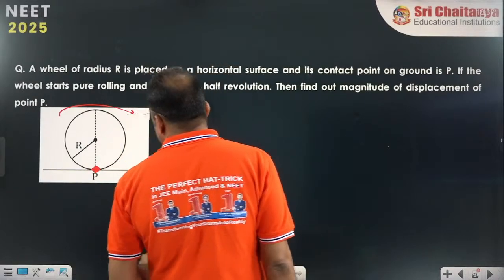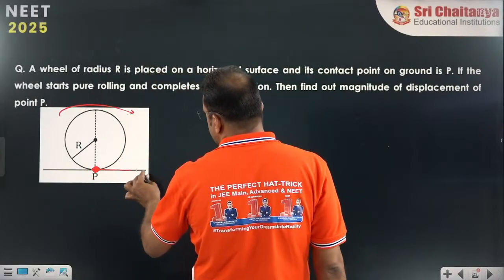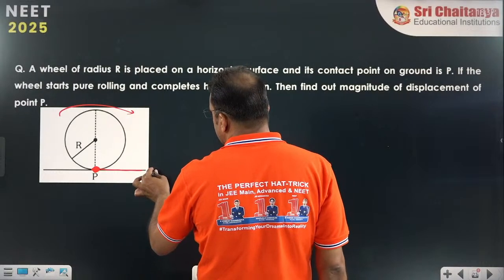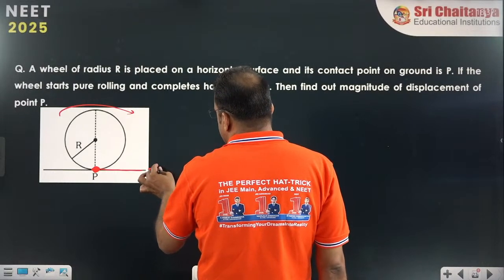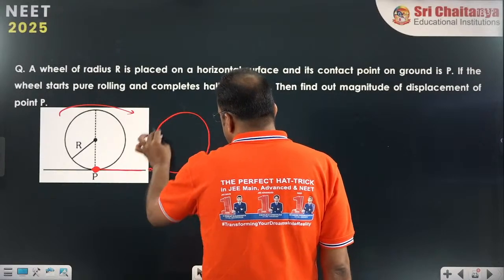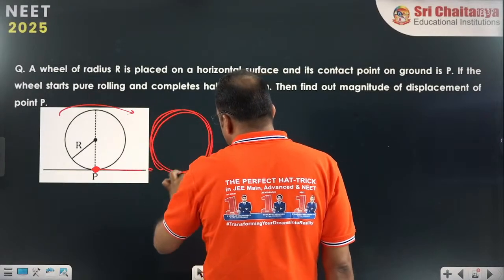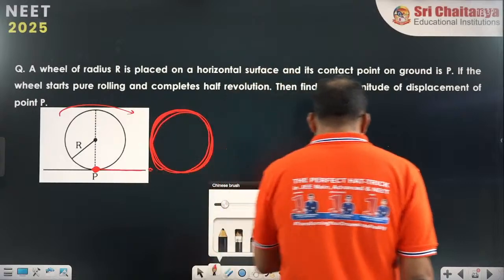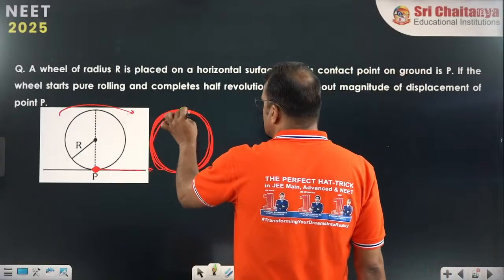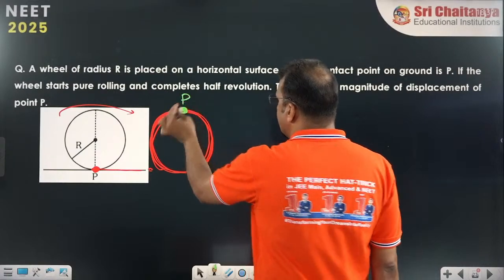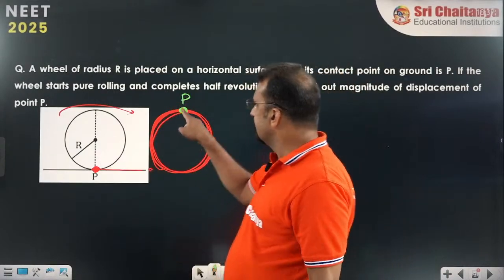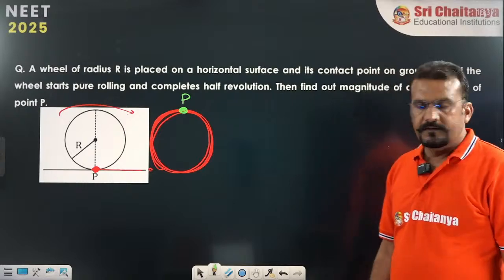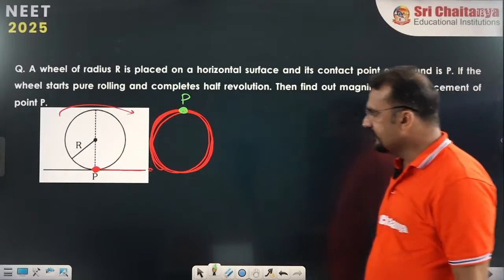When it completes one revolution, let us assume the wheel reaches this point, the same wheel reaching at this point. Then you tell me, in half revolution where will particle P be? Particle P will be at this topmost point. Are you getting this? That means half revolution. Initially it was here. Now this is the only step. Now you tell me what is the displacement?